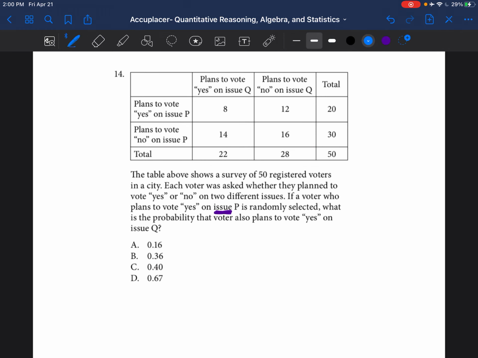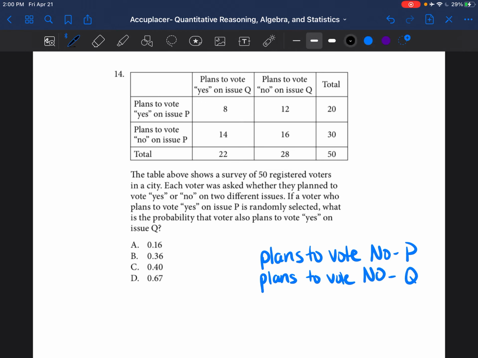So let's say we want to find, let me erase this, sorry. I want to find a voter that plans to vote no on issue P, but also plans to vote no on issue Q. Okay, so I'm going to first look for them. Plans to vote no on issue P. So again, I'm going to look at the top. Plans to vote yes on issue Q, no. Plans to vote no on issue Q.